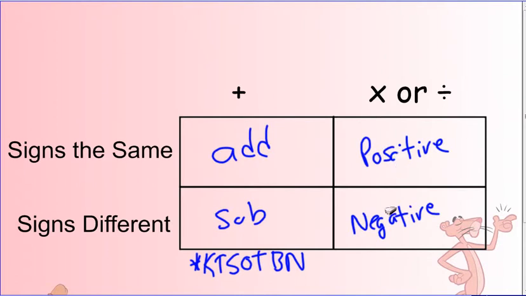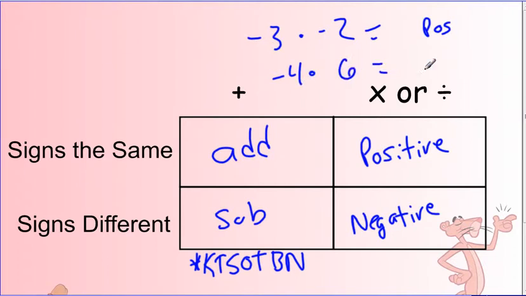So you get a negative answer if the signs are different. So, for example, if you had a negative 3 times by negative 2, those signs are the same, you're going to get a positive answer. But if you had a negative 4 times by 6, those signs are different, you're going to get a negative answer. Okay?